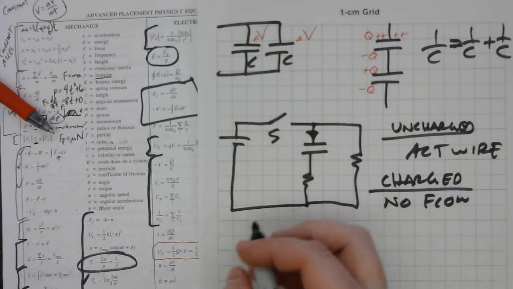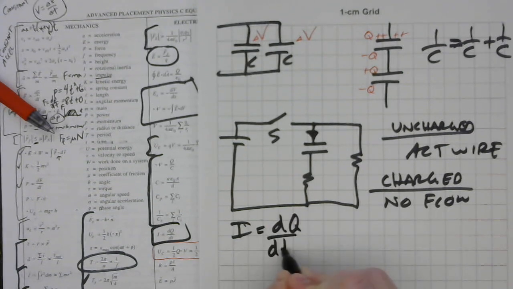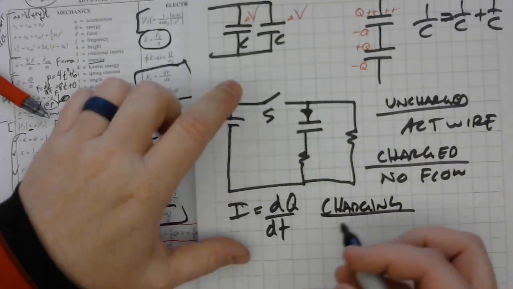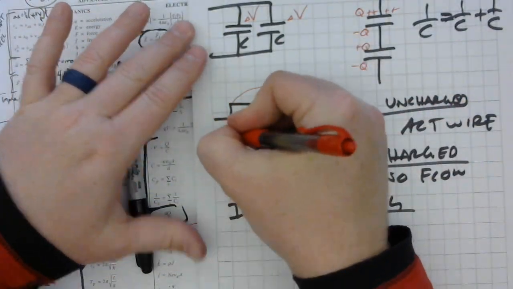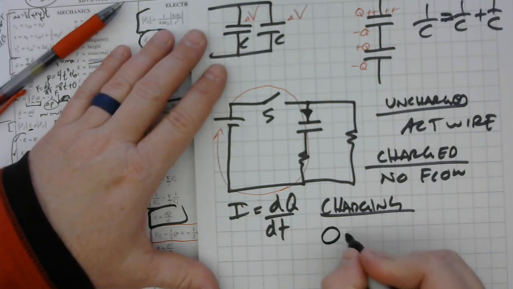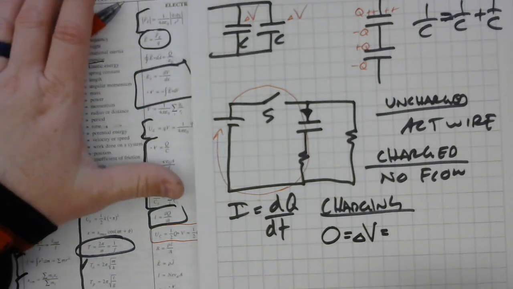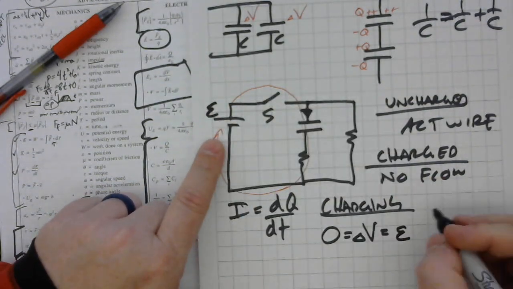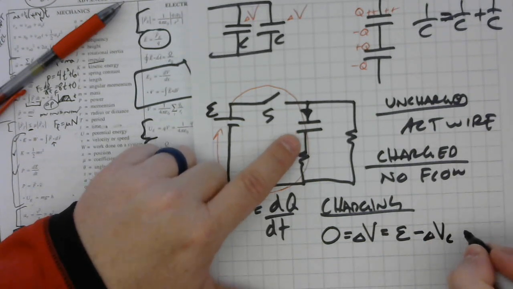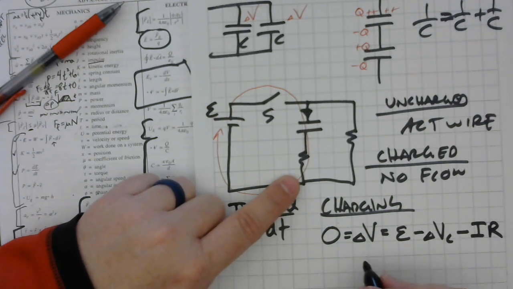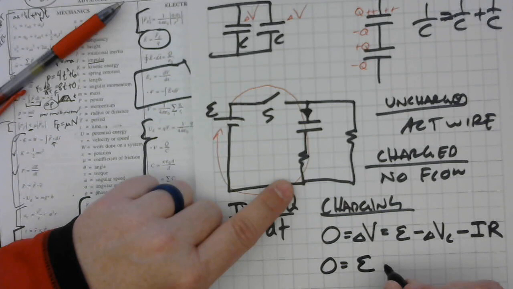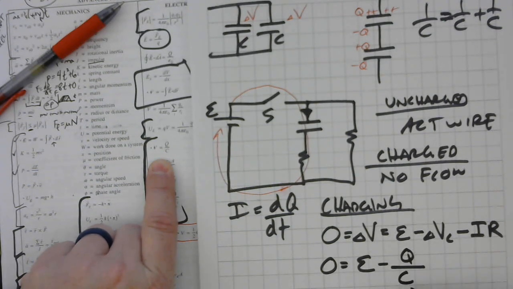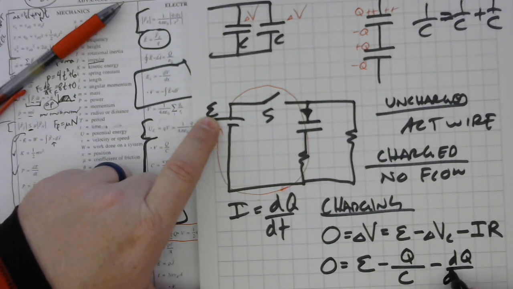Next up, if you have to do a circuit analysis, the next equation is I equals dq over dt. If I'm going to look at charging, at the very beginning, using Kirchhoff's loop rule, going through this loop, the single loop has no net potential difference. So I'd say the EMF of the battery minus the potential difference across the capacitor minus the IR. So I could say 0 equals EMF minus Q over C minus dq dt times R.